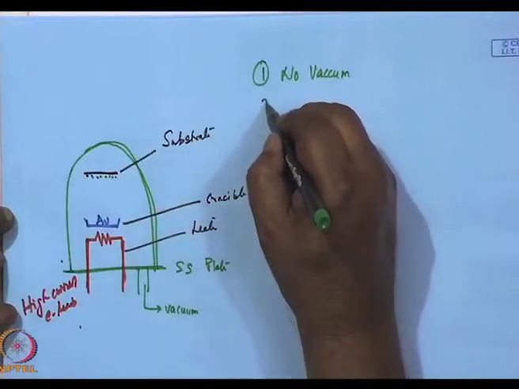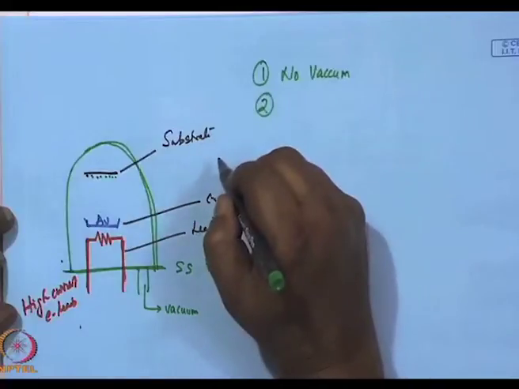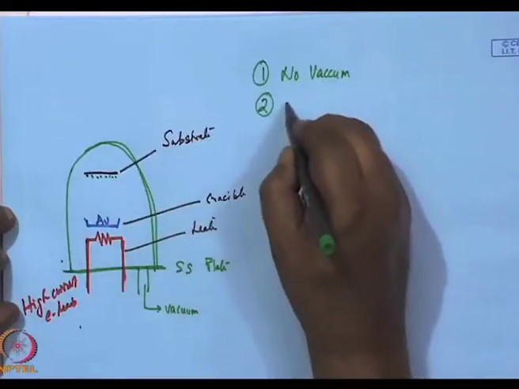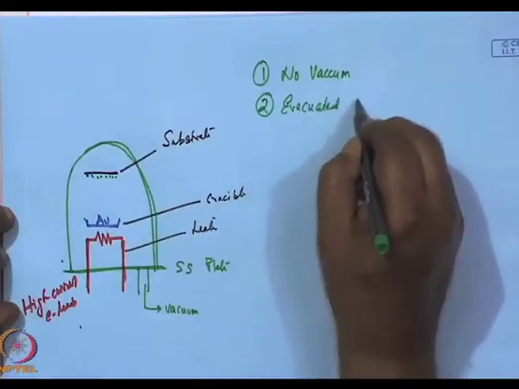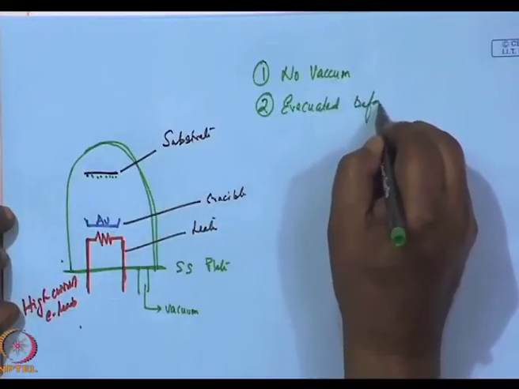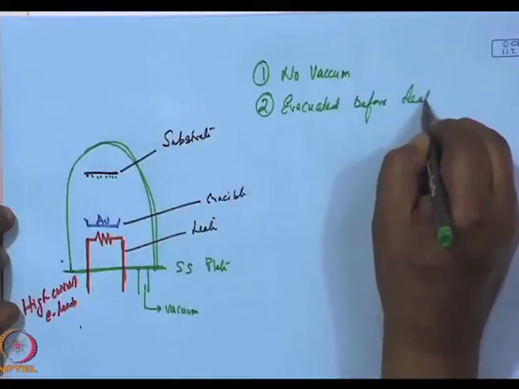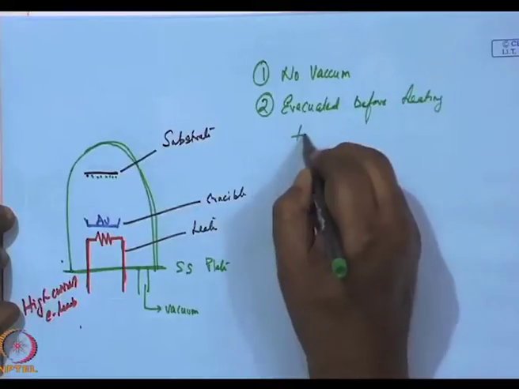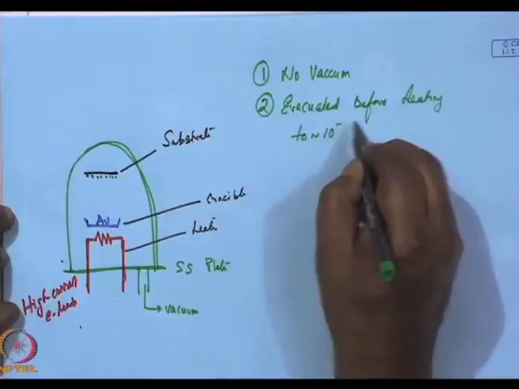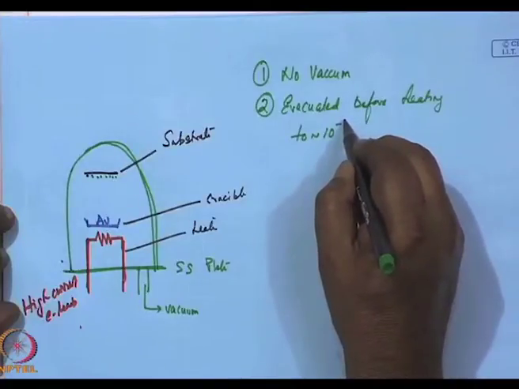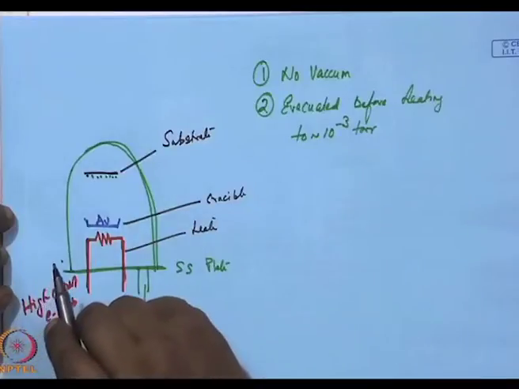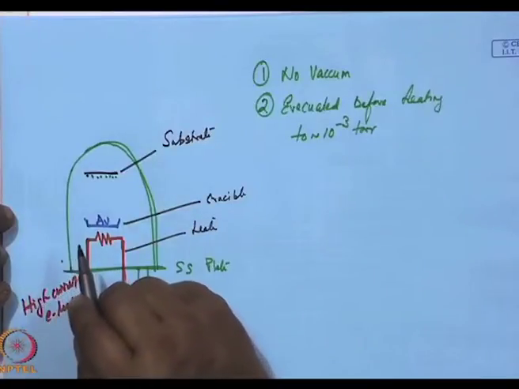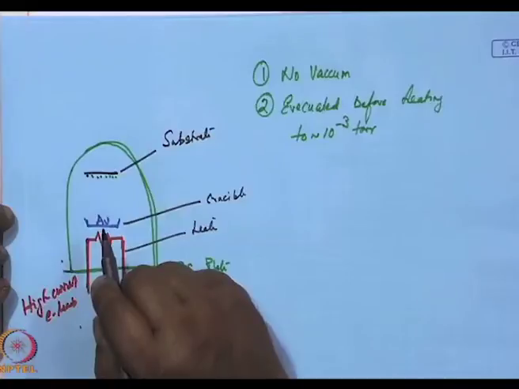Let's take situation two. I have evacuated before heating to say 10 to the power of minus 3 torr. So it is 1,000th of an atmosphere.